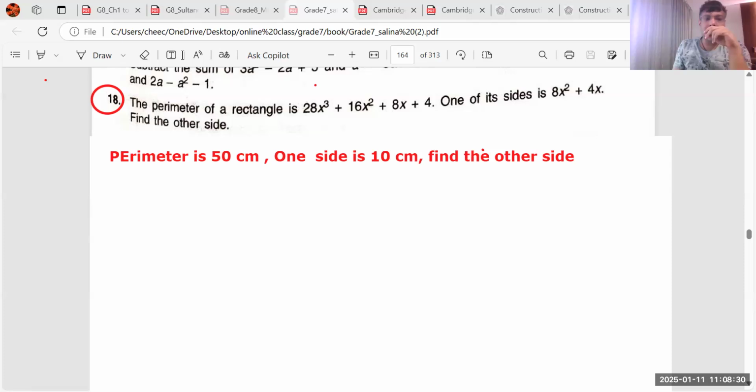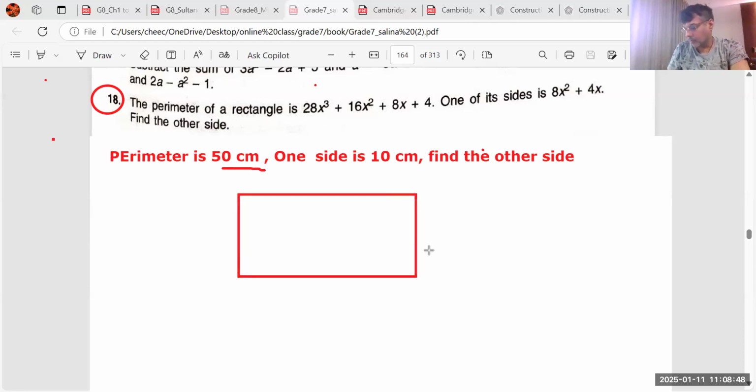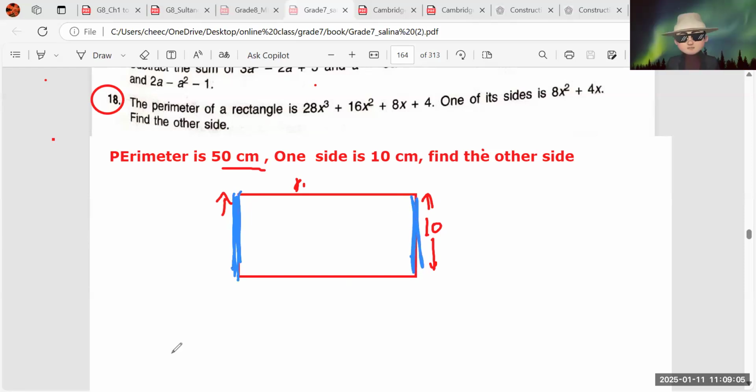Unless you know how to solve this question, which is a grade 5 concept, you cannot solve the grade 7 concept. That is the problem. So if this side is 10, how much will the other side be, Arav? 10.